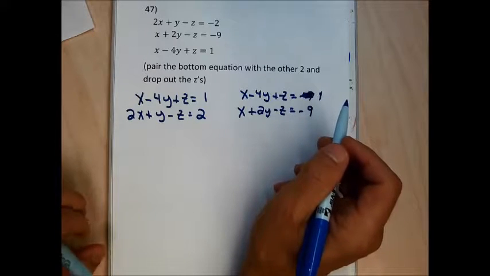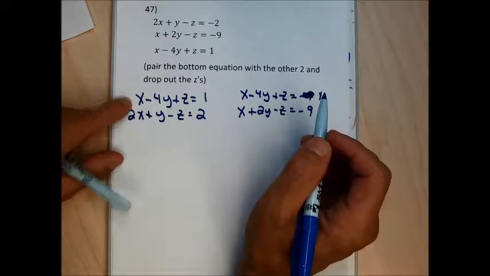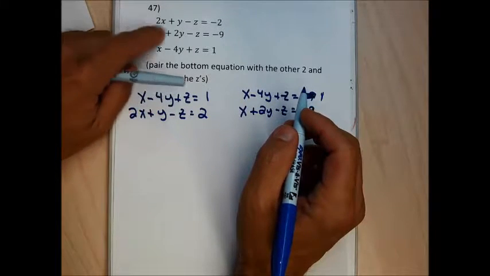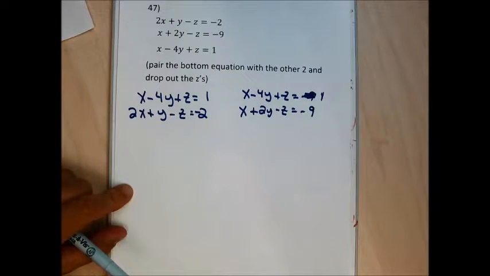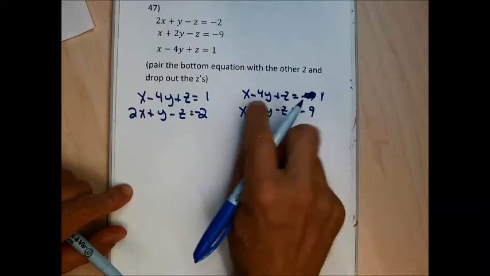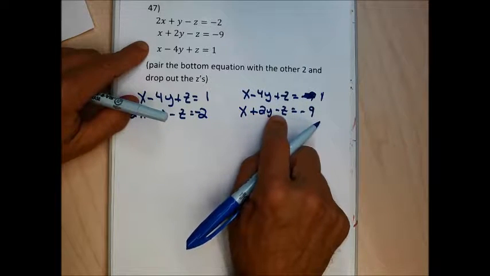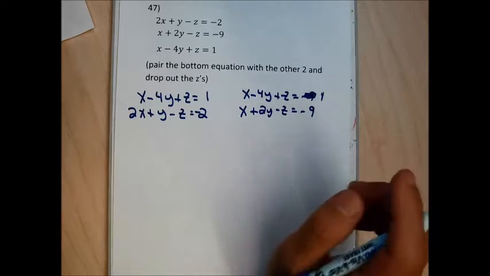For some reason, it gets hard for me to copy problems down correctly, which is a horrible, horrible crutch. This equation here, 2x plus y minus z equal to negative 2, I didn't write the negative. This one, I started writing the wrong number. So x minus 4y plus z equal to 1, x plus 2y minus z equal to negative 9. Just checking to make sure I wrote everything down right.